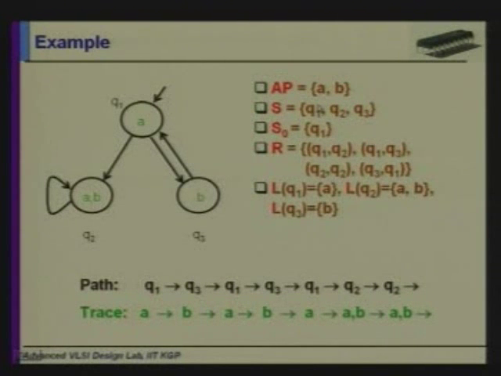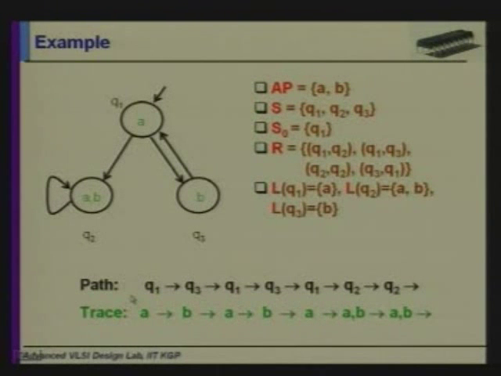Here we have A and B as propositions. At state Q1 we have A, at Q3 we have B, and at Q2 we have A and B. Now these are the sequence of states which is represented as a path. So from Q1 it goes to Q3, then again comes back to Q1, Q3, Q1, like this, and then eventually goes to Q2. So that is one path, and along each path these are the traces, that means which propositions are holding across this path. Like here at Q1 A is holding, at Q3 B is holding.